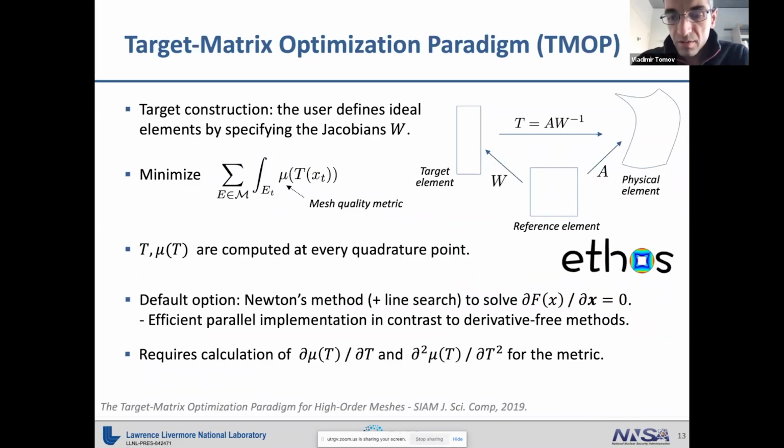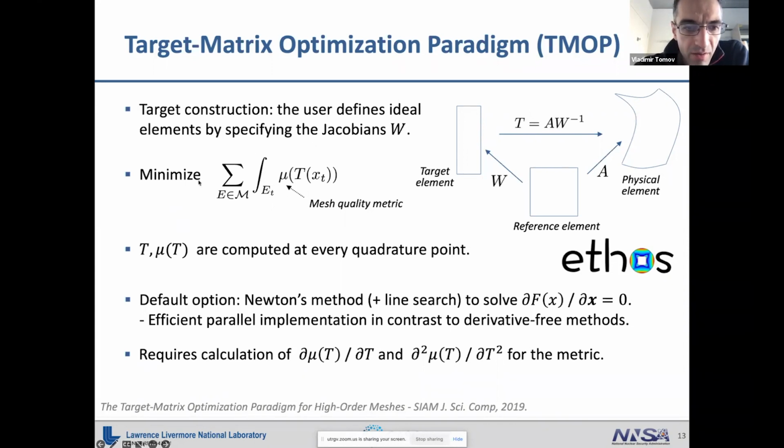Some details how we do this. We have a project called Ethos. It's based on this target matrix optimization paradigm. The idea is that the user defines target elements, like ideal elements. He knows his mesh to look like that. And then from this target, having the reference and the physical elements, we can compute this transformation from target to physical element, and then measure how different they are, and move the nodes to make them similar. That's how the mesh optimization works.